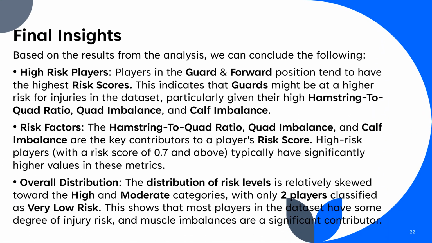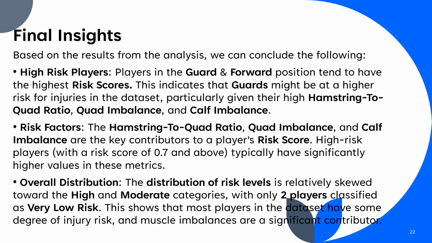And coming to our final insights, based on the results from both the initial data analysis as well as our model predictions, we were able to conclude the following. We do have high risk players. Players in guard and forward positions tend to have the highest risk scores. Again, this indicates that the guards might be at a higher risk for injuries in this set, particularly given their high hamstring to quad ratio, quad imbalance, and calf imbalance.